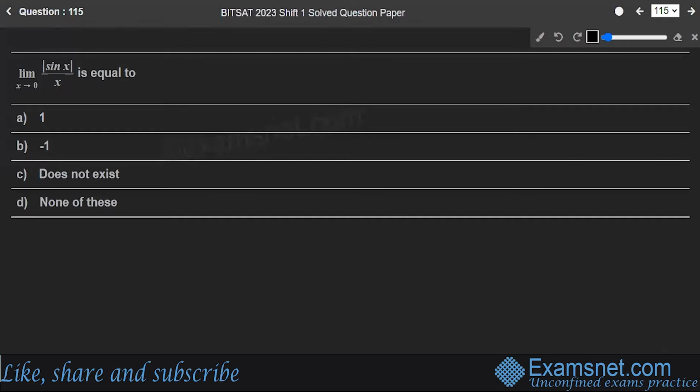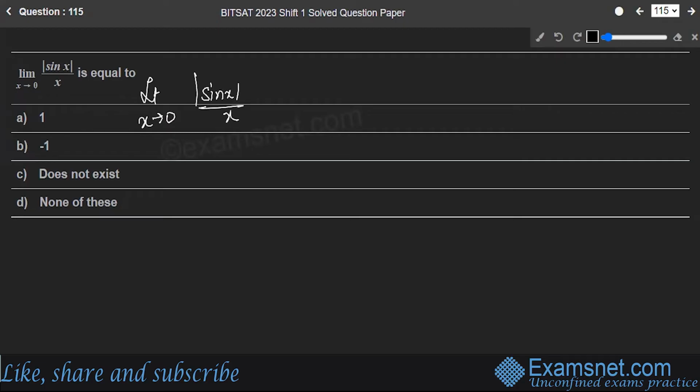Question number 115: limit x approaching 0, modulus of sin x upon x is equal to. Okay, see, I have two things because you have mod over here. So that means I will have two limits. That is, first of all, I have the left hand limit, which is, let's say, the limit in the question: x approaching 0 of modulus of sin x upon x.